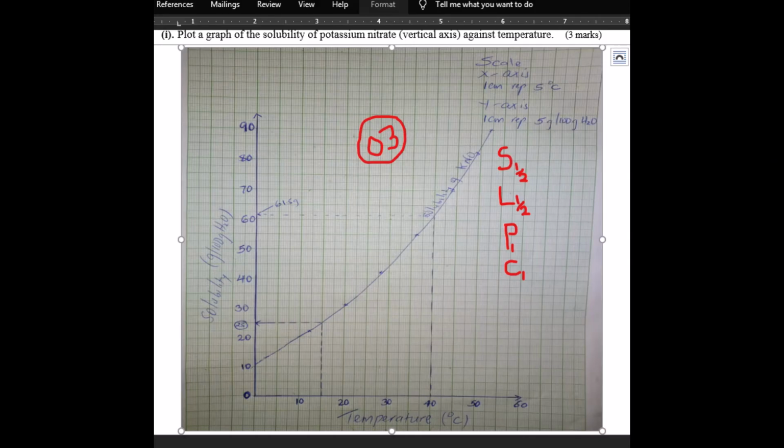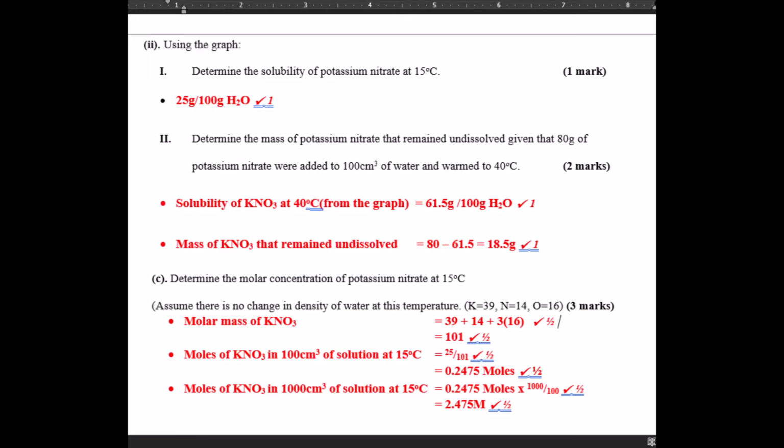That implies that if you were to add 80 grams, 61.5 grams will be in solution. So the remaining will be 80 subtract the 61.5. You get 18.5. It will be 18.5 grams of the salt will remain undissolved.